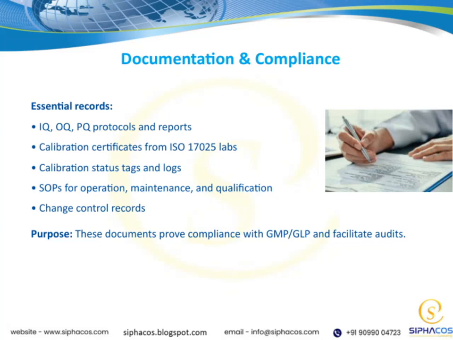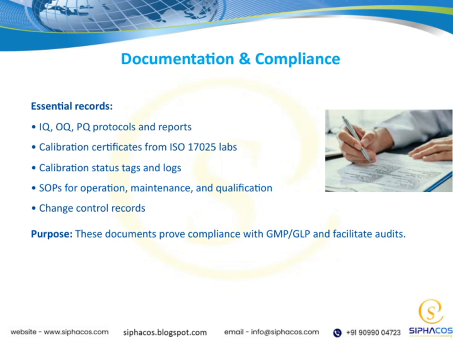Let's talk about documentation and compliance. These are the core records that support our quality systems. First, we have IQ, OQ, and PQ protocols and reports. These documents are essential because they outline and verify that our equipment and processes meet specified requirements throughout their life cycle. Next, calibration certificates from ISO 17025 labs.